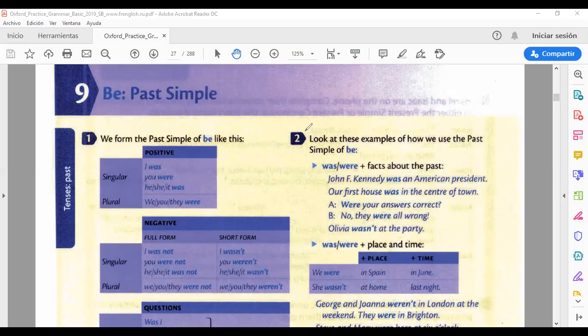Okay, now let's take a look at the example. Look at these examples of how we use the past simple of be, was and were plus facts about the past, los hechos acerca del pasado. And it says John F. Kennedy was an American president. Our first house was in the center of town. Okay, and as you can see, both of them are was because we're talking about singular. One house, one person. Okay, and this is going to be equal to he, like here.